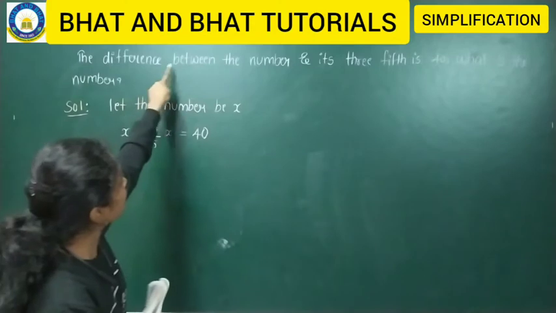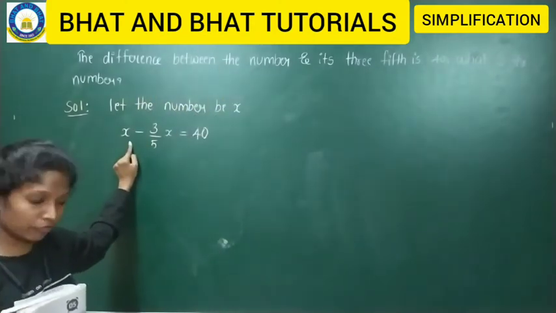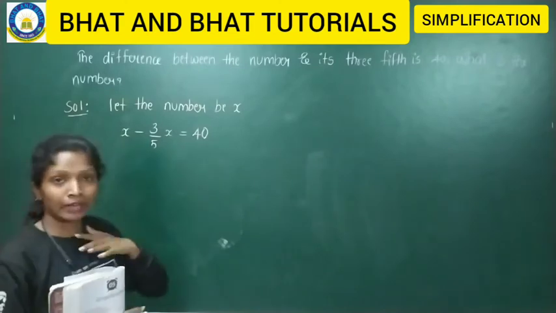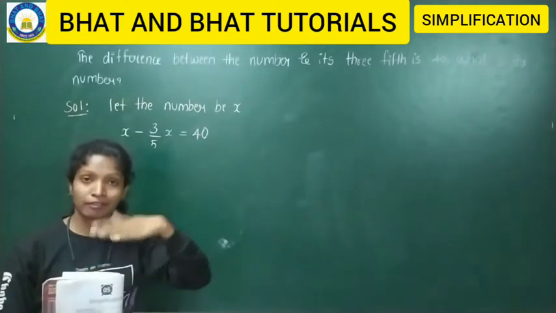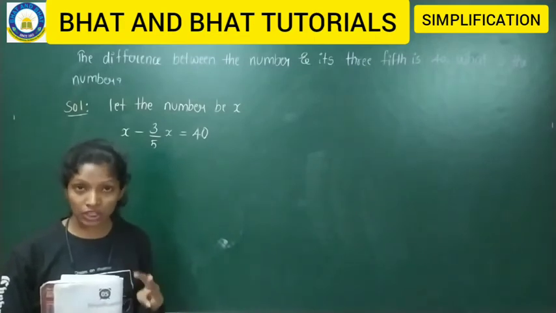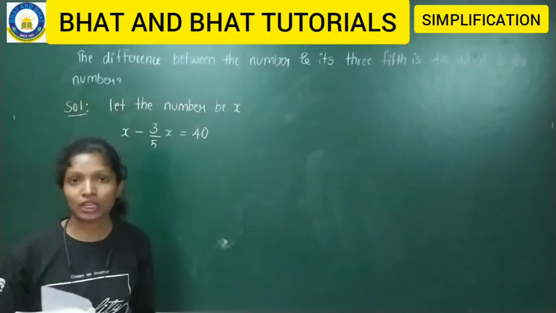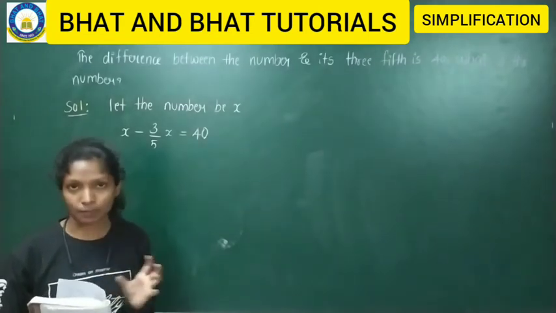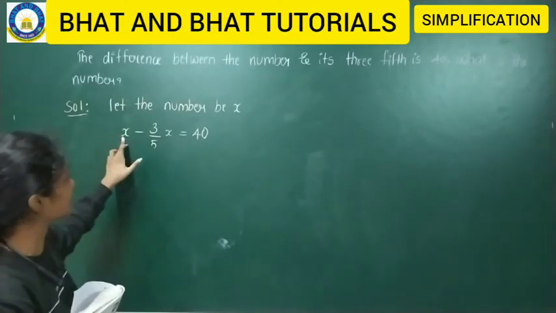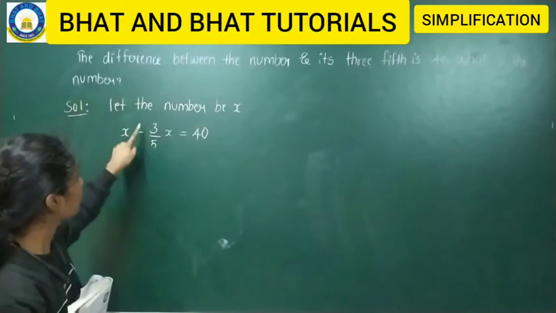See here, the difference between the number. Difference is what? Minus. Say for example, I have 5 chocolates, you have 2 chocolates. So 5 minus 2 is how much? 3. There is a difference of 3 chocolates between me and you. So difference is nothing but subtracting. So x minus, and its 3/5 is 40.